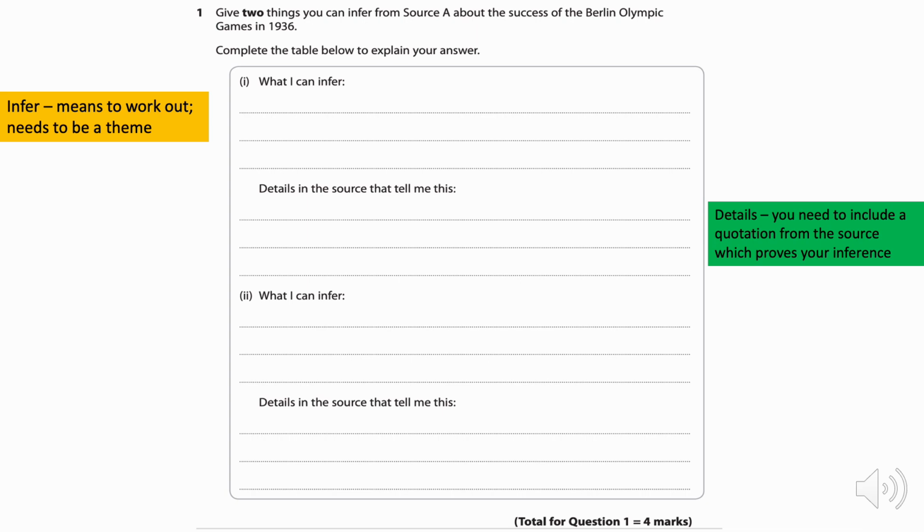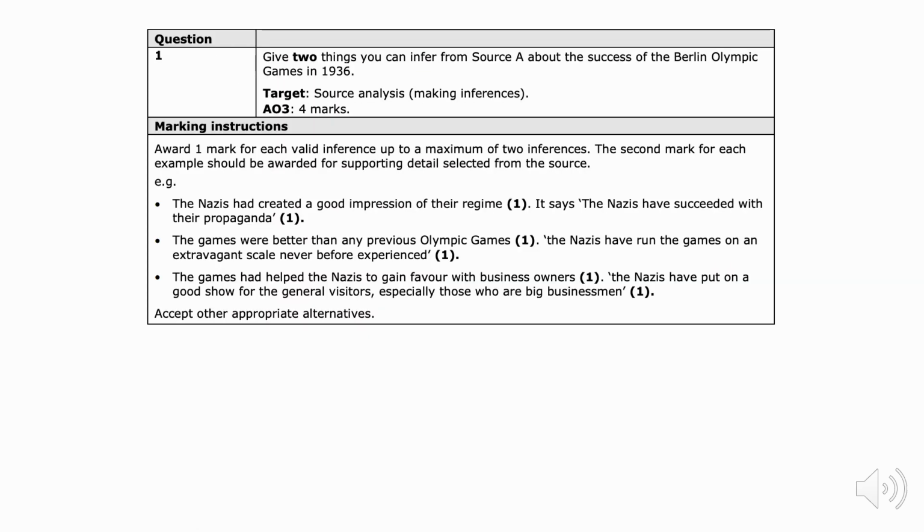As you can see, this is the mark scheme. You are given 1 mark for each valid inference, and then a second mark for a supporting detail. The key thing is your inferences need to be different as well. If you're just giving the same inference but worded slightly differently, you will only get 2 out of 4. So to get 4 out of 4, your inferences need to be different. I think question 1 is quite a nice question, so I would recommend practicing it a little bit, but your focus wants to be probably on the other questions, which are far harder.